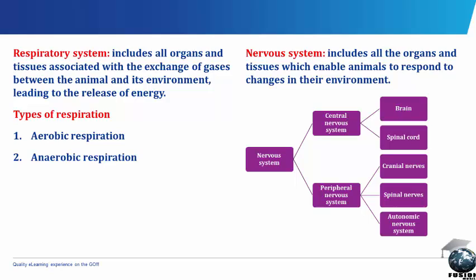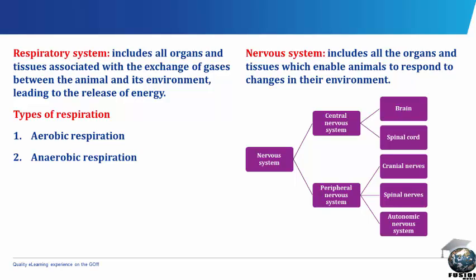The nervous system. The nervous system includes all the organs and tissues which enable animals to respond to changes in the environment. A change in the environment is called a stimulus. The nervous system of mammals is composed of two parts, the central nervous system and the peripheral nervous system. Looking at the chart, the central nervous system is composed of the brain and the spinal cord, while the peripheral nervous system is composed of the cranial nerves, the spinal nerves, and the autonomic nervous system.